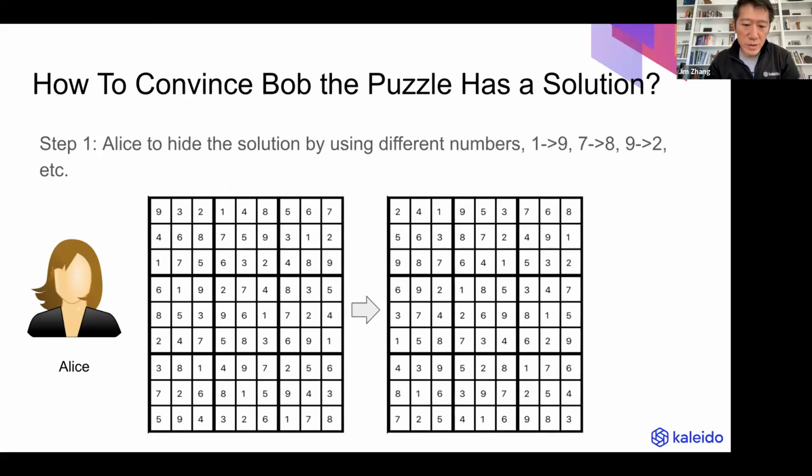So what Alice can do is she first will scramble the solution. What you see on the screen on the left is the real solution. She will scramble it by mapping every number to a different number. For example, 1 in the solution becomes 9, 7 becomes 8, and 9 becomes 2, and so on and so forth. And now she has this other solution.